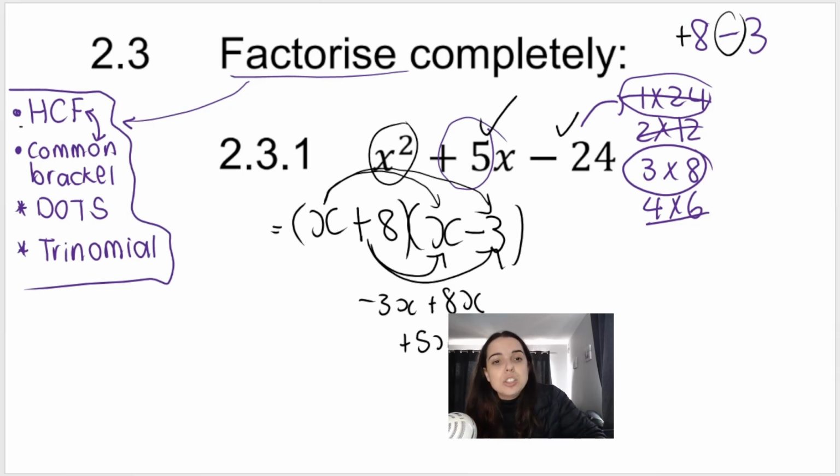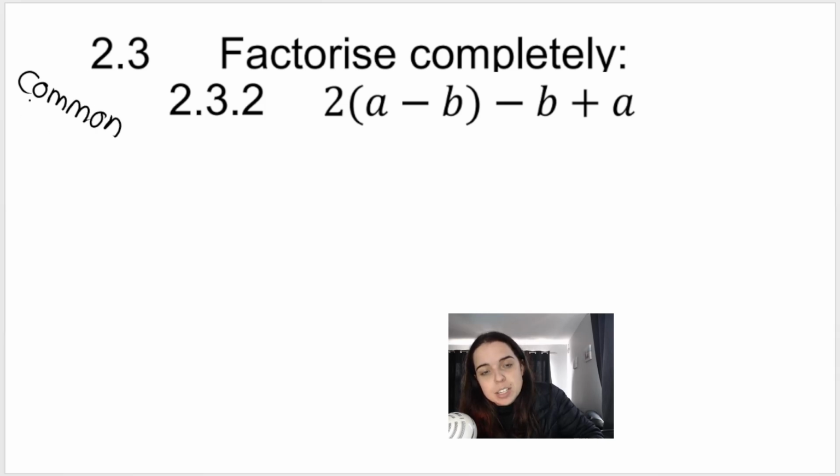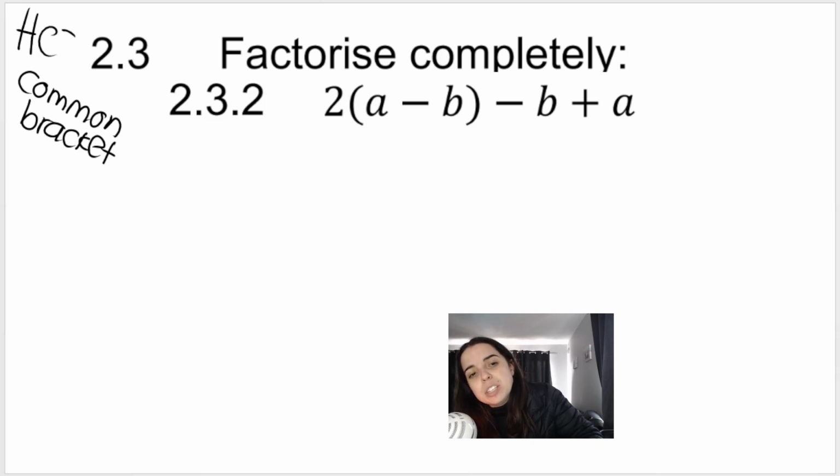Like I said, start with HCF. Try it first. If it doesn't work, try common bracket. If that doesn't work, try difference of two squares and then try trinomial. Now, this one might not be obvious, but this one is actually a common bracket type of factorizing. And remember, your teacher might not have called it common brackets. It's technically part of HCF.